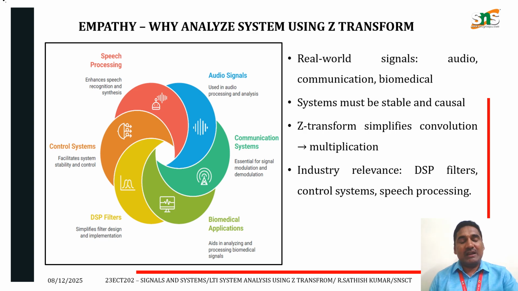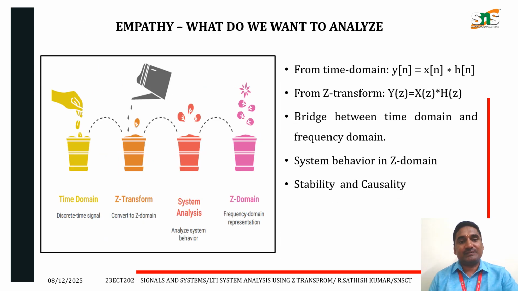The system must be stable and causal. Z transform simplifies convolution, as it can perform the multiplication process. Industry relevance: DSP filters, control systems and speech processing. DSP filters simplify filter design and implementation with the help of IIR and FIR filters. Control systems facilitate system stability and control. Speech processing enhances speech recognition and synthesis of discrete time signals and systems.